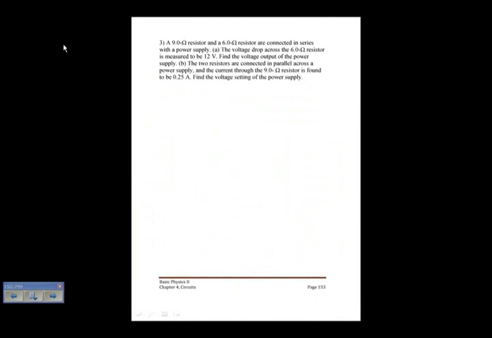Alright, number 3, a 9 and a 6 ohm resistor connected in series. The voltage drop across the 6 ohm resistor is measured to be 12 volts. Find the voltage output of the power supply. Alright, so part A first. Let's draw our circuit. I have a 9 and a 6 ohm in series. This is 9, 6 ohm, and we're connected to a power supply, but we don't know what the voltage is. We want to know what the voltage is, but we do know that the voltage across this resistor is 12 volts. And we want to know what is the voltage output of the power supply.